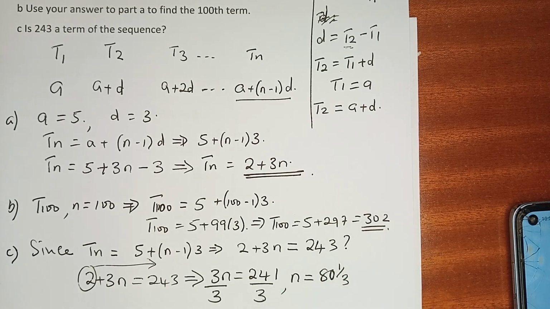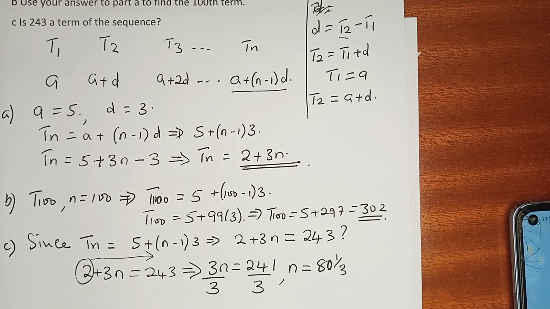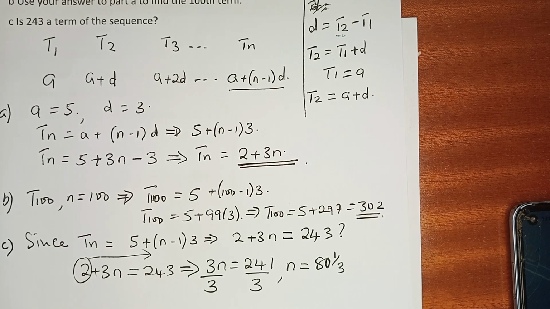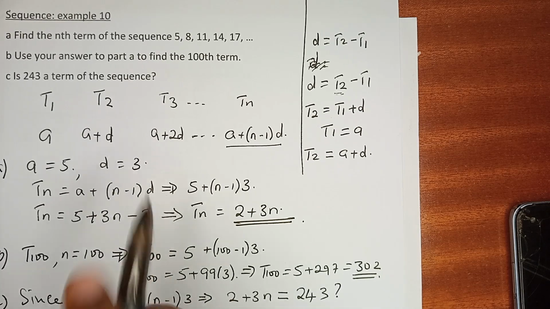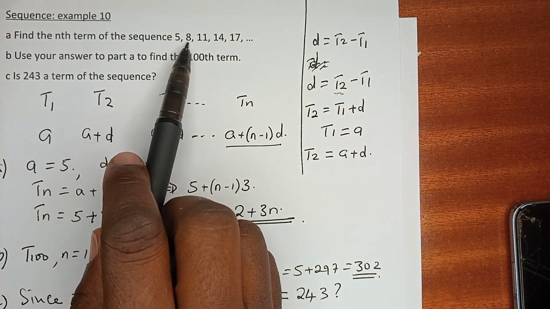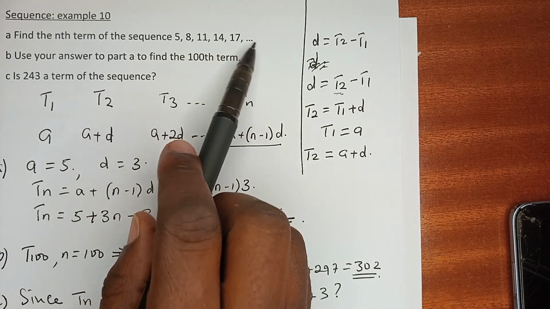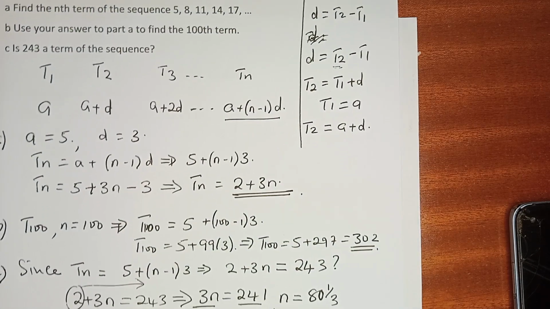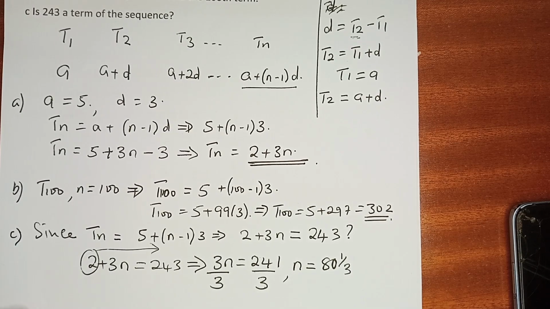Now, please remember that n has to be a position, and the position cannot be a decimal number. We have term 1, term 2, a term in the third position, a term in the fourth position. For example, in the same question, 5 is term 1, 8 is term 2, 11 is term 3, term 4 is 14, and term 5 is 17. We cannot have a position which is 80.3. We don't have that natural position.